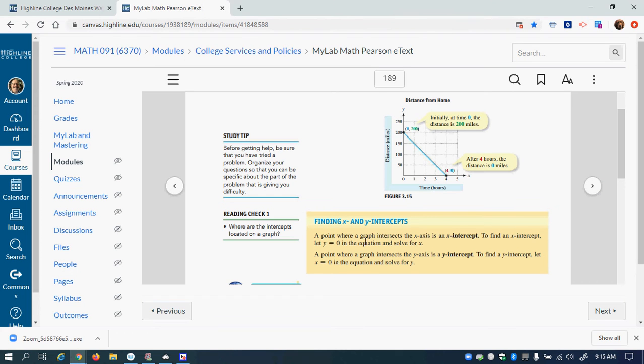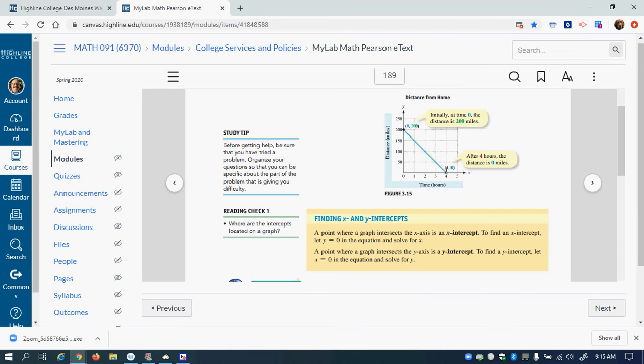It's a point where a graph intersects the x-axis. We call that the x-intercept. And to find an x-intercept, we just assume that y is 0, because if you look, y is 0 at this particular point, at (4, 0). And a point where a graph intersects the y-axis is called the y-intercept. So to find the y-intercept, we let x equal 0 in the equation to solve for y, because we see right here when we're finding the y-intercept, x is 0. And no matter where we look, it's that way.